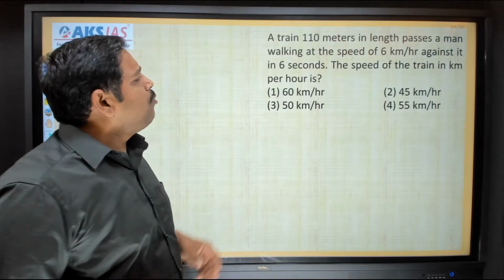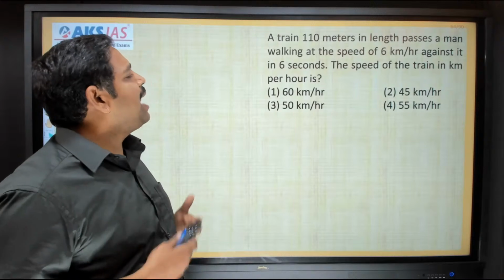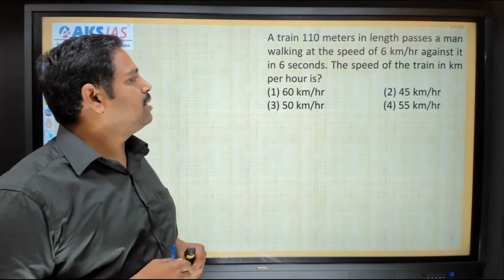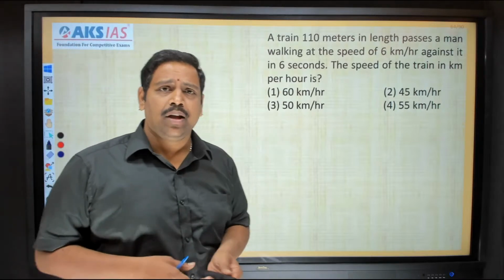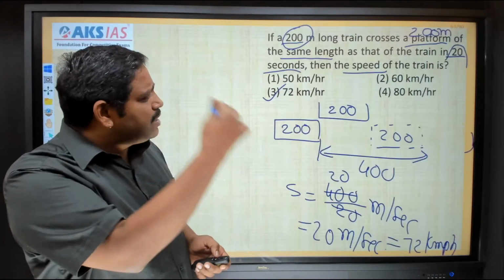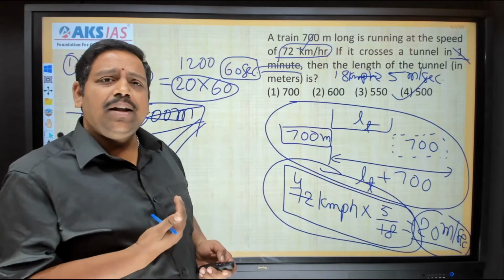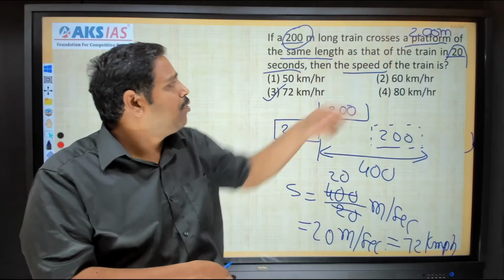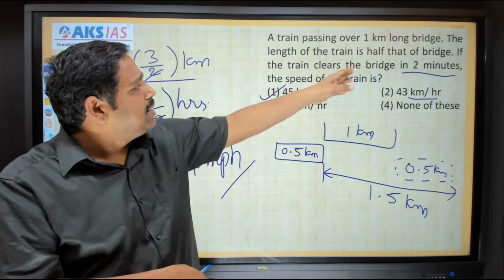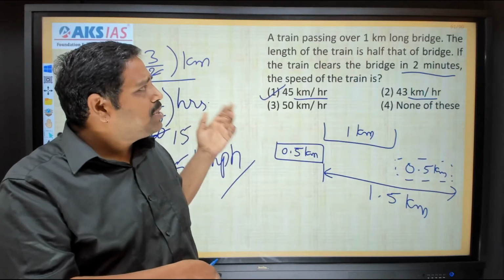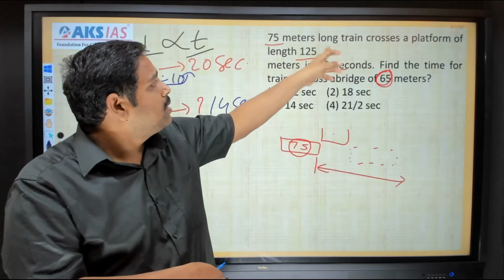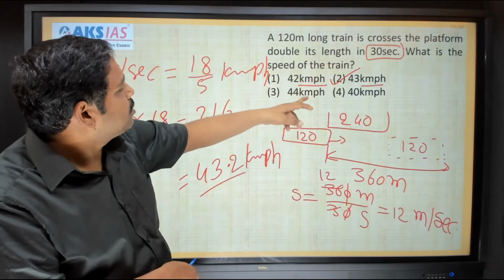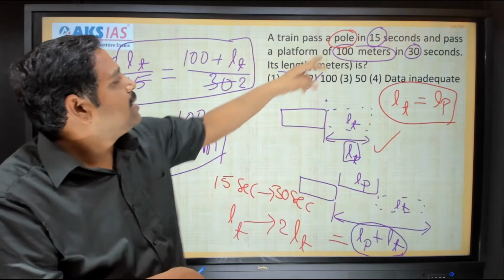A train 110 meters in length passes a man walking at the rate of 6 kilometers per hour against it in 6 seconds. The speed of the train is? Beautiful question this is. See, observe, so far we discussed so many questions where there is a tunnel, a platform, a bridge, and sometimes a pole, right?